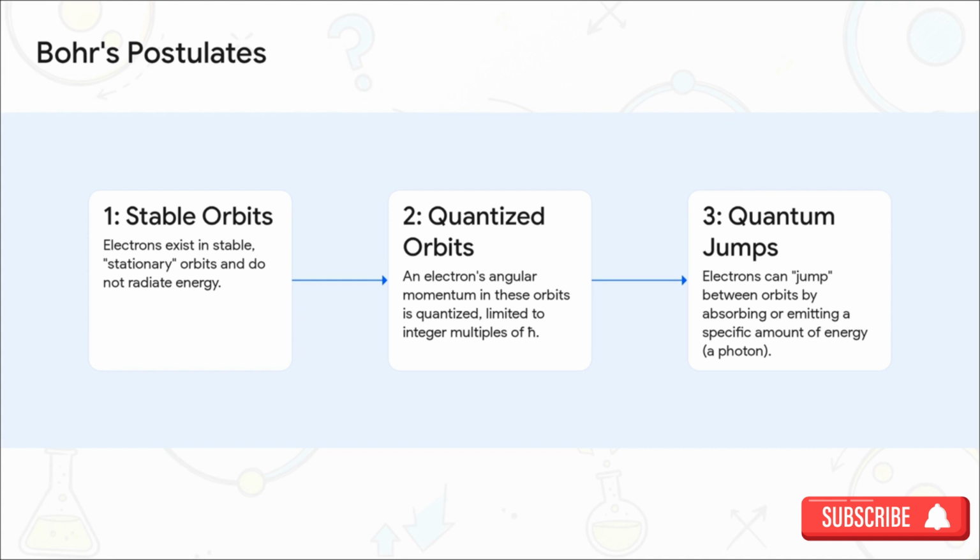Second, he said that not just any orbit is allowed. An electron's angular momentum, you can think of that as its quantity of rotational motion, is quantized. That means it can only have specific discrete values, like rungs on a ladder. You can be on rung 1 or rung 2, but never in between. And third, he said electrons can jump between these allowed orbits. If it jumps down, it spits out a little packet of light, a photon, and if it jumps up, it has to absorb one. And the energy of that photon has to exactly match the energy difference between the two rungs.